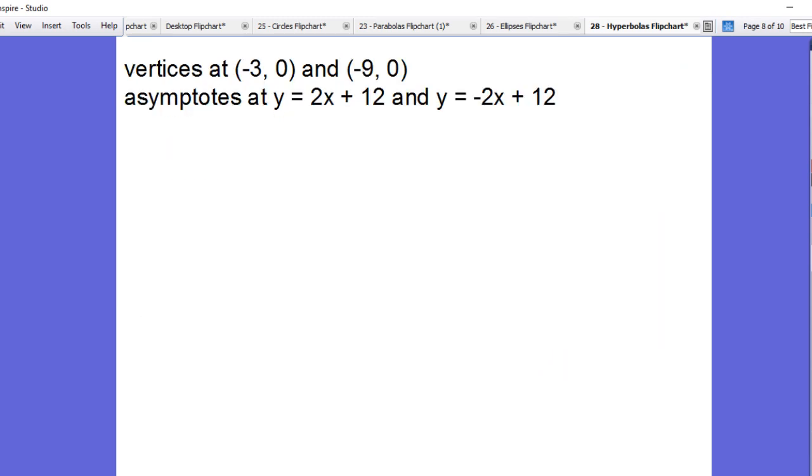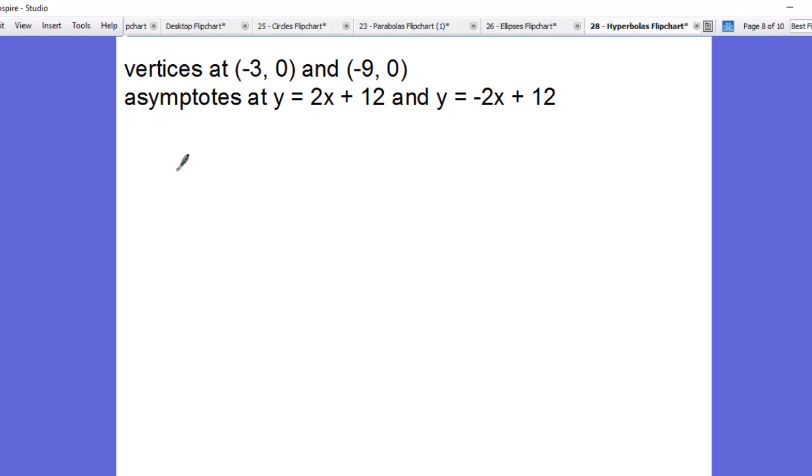So one more problem than eccentricity. Vertices at -3, 0 and -9, 0. Asymptotes at y equals 2x plus 12 and y equals -2x plus 12. So let's figure this out.